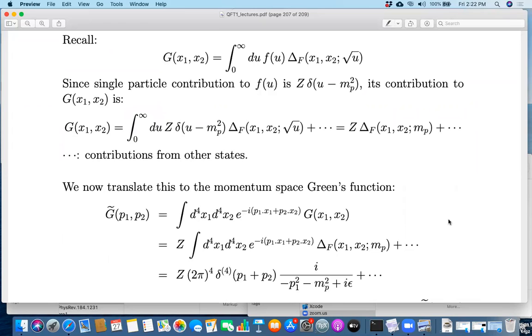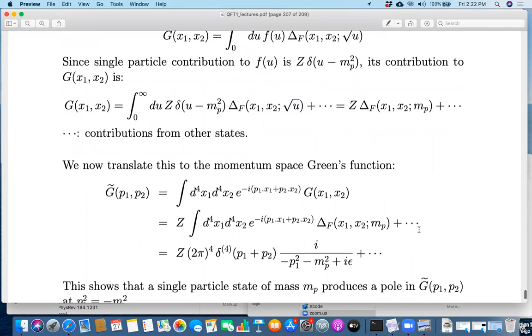Okay. And now we are going to translate this to momentum space Green's function, because that's what we'll really analyze to extract the mass of the particle. So g tilde p1 p2, let me remind you, is the Fourier transform of g x1 x2. So it's given by integral d4 x1 d4 x2, then e to the minus i p1 dot x1 plus p2 dot x2 g x1 x2. So now we substitute for g x1 x2 this z times delta F x1 x2 mp plus the rest, contribution from other states.